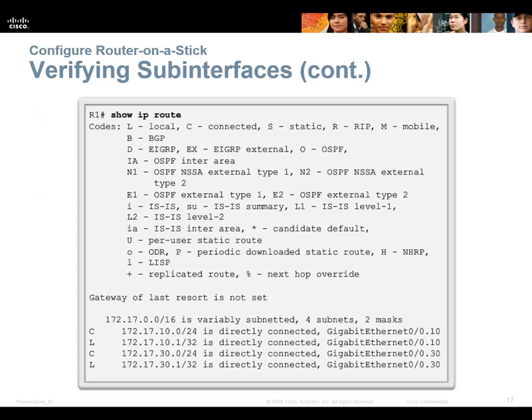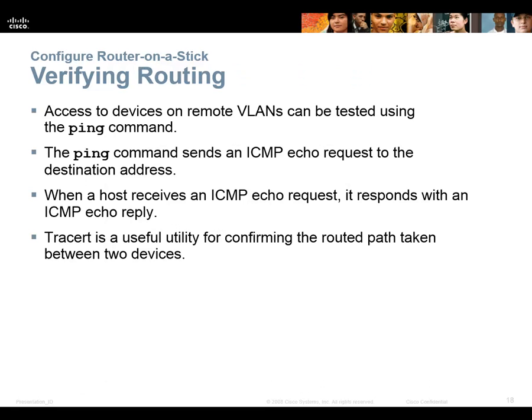And show IP route should show that those are directly connected so routing can take place between them. So the easiest way to verify that routing is working, whether you're doing legacy router on a stick or inter-VLAN, is to use the ping command. Ping is just a command that sends out a request and gets a reply back from a device saying, yes, I'm there. So it uses a protocol called ICMP. When a host receives an ICMP echo request, it responds with an echo reply.